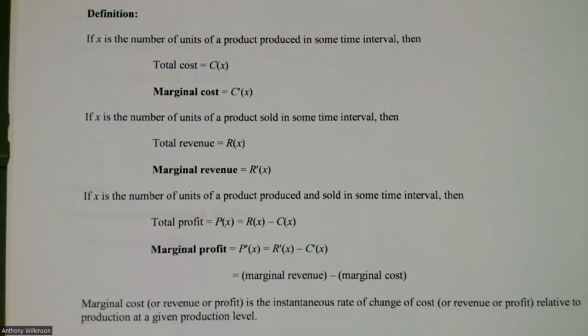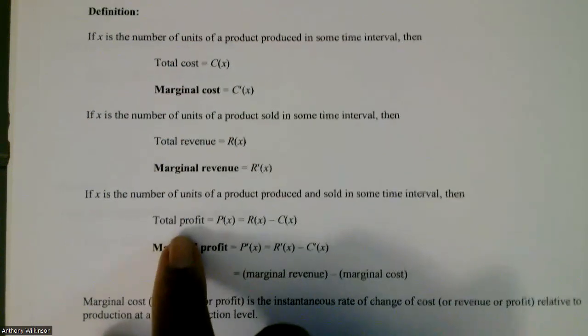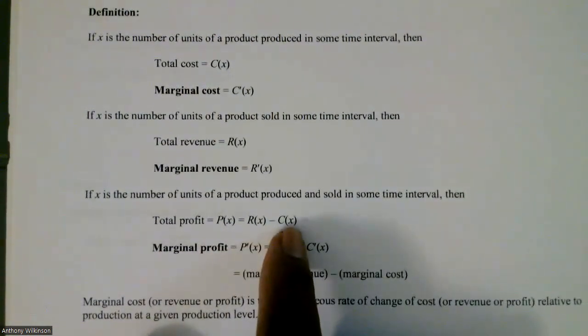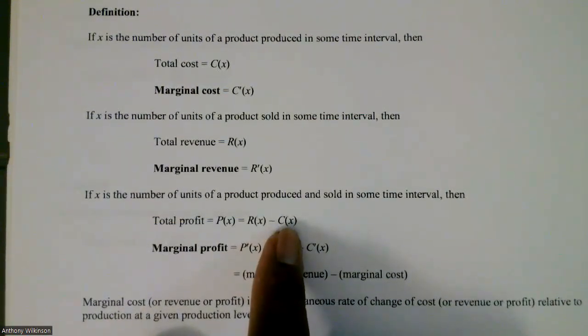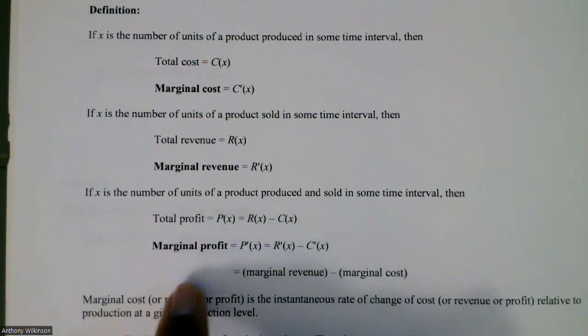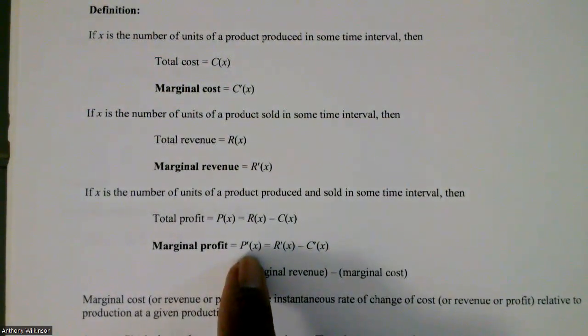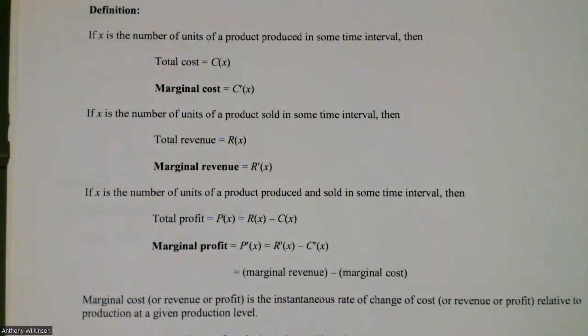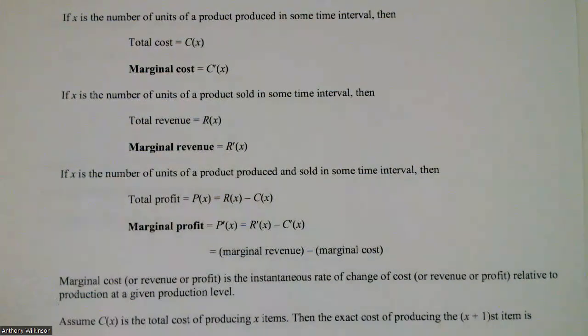And then if X is the number of units of a product produced and sold in some time interval, then your total profit would be P of X equaling R of X minus C of X. That's the revenue minus the cost. Revenue minus the cost will give you the profit. Marginal profit would be P prime of X. That's the difference between the marginal revenue and the marginal cost. You'll subtract. All right. Now, marginal cost or revenue or profit is the instantaneous change of the cost or revenue or profit relative to production at a given production level.